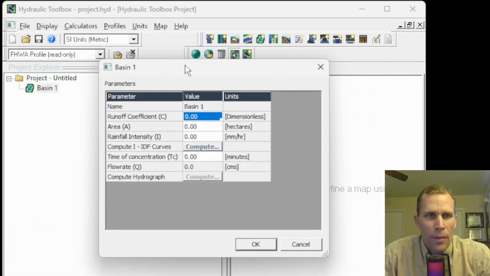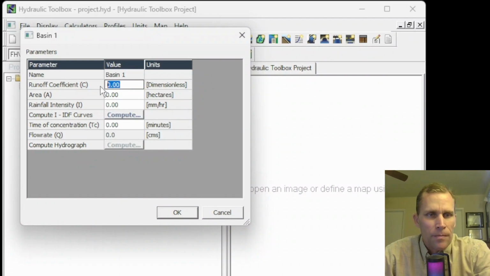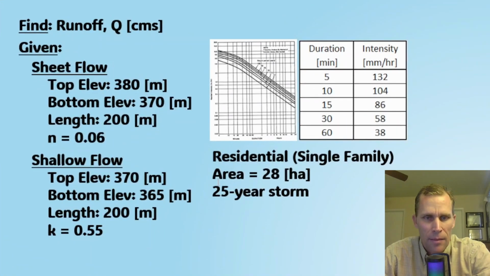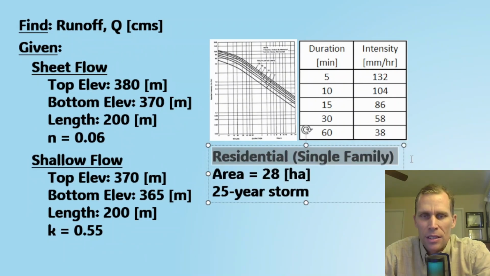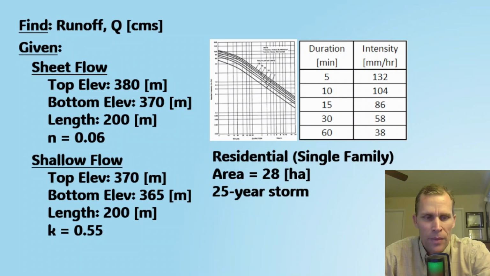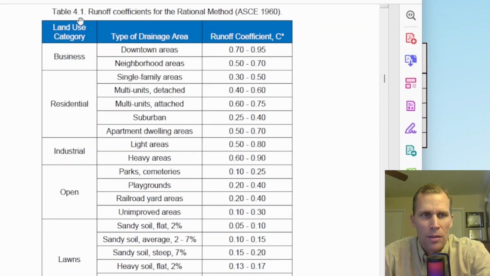Okay, so anyway, back to our calculator for our watershed or basin. I'm going to type in the runoff coefficient. Now, I don't have that number yet, but what I've been provided in the problem statement is that the area is 28 hectares, and the land use is residential single family. So if we go to that HEC-22 document, I'm on table 4.1, page 26. This is the table for the land use versus runoff coefficient.